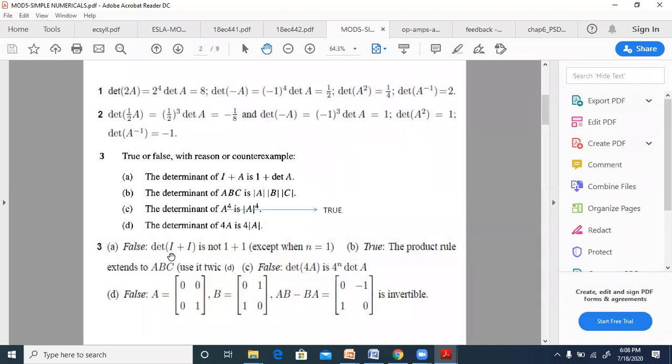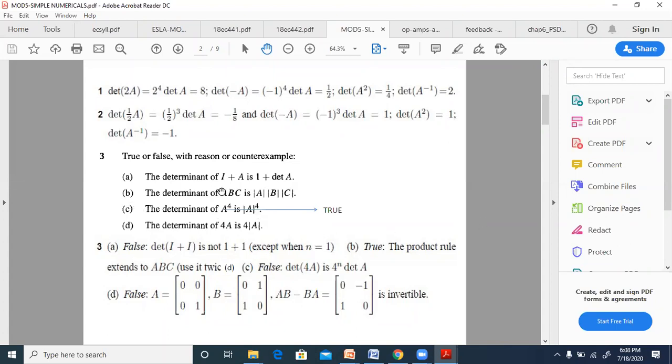So determinant of I plus A is not 1 plus determinant of A, except when n is equal to 1. Otherwise it is not true. You need to take a 2 by 2 example. I will be 1 0 0 1. A might be 2 1 3 2, something like that. Try to add and find its determinant and see whether it corresponds. Find this value. You will definitely see that it is not true.